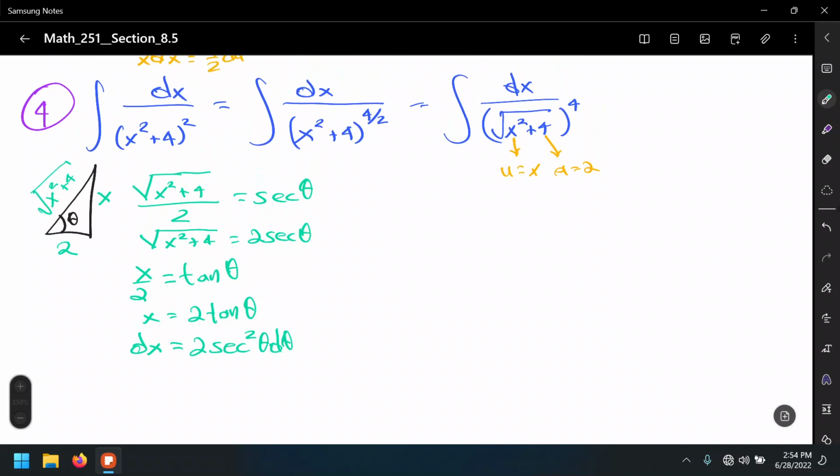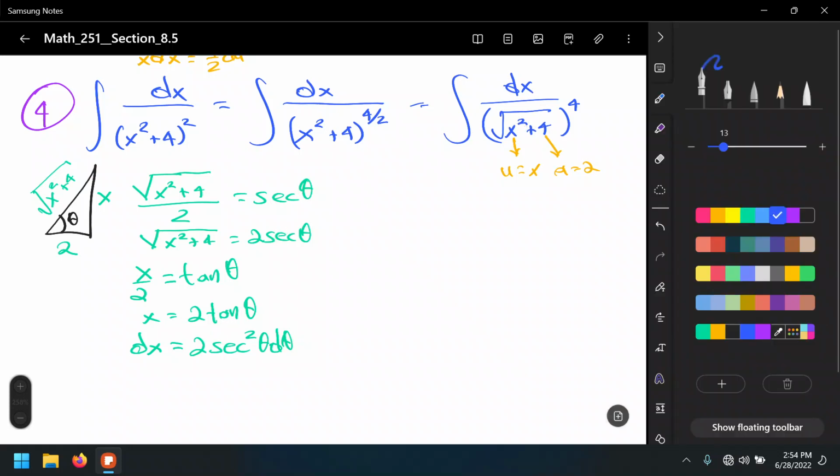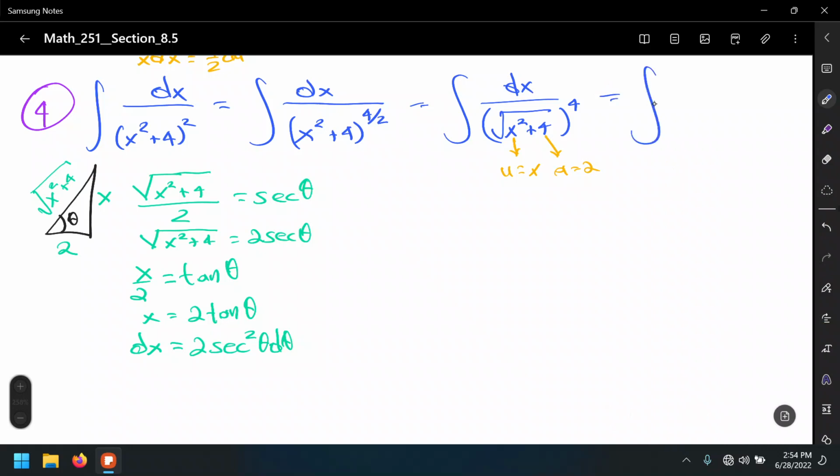Let's go back to the integral and replace the square root of x squared plus 4 with 2 secant, but be careful, because this 2 secant is raised to the 4th power. And in the denominator we will replace the dx with the corresponding dx in the world of theta, that is 2 secant squared theta d theta. Alright? So far so good up to this point?